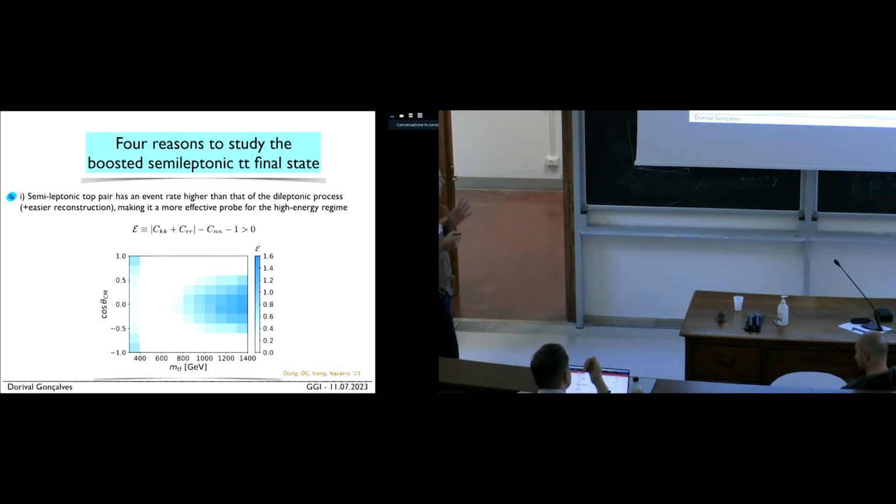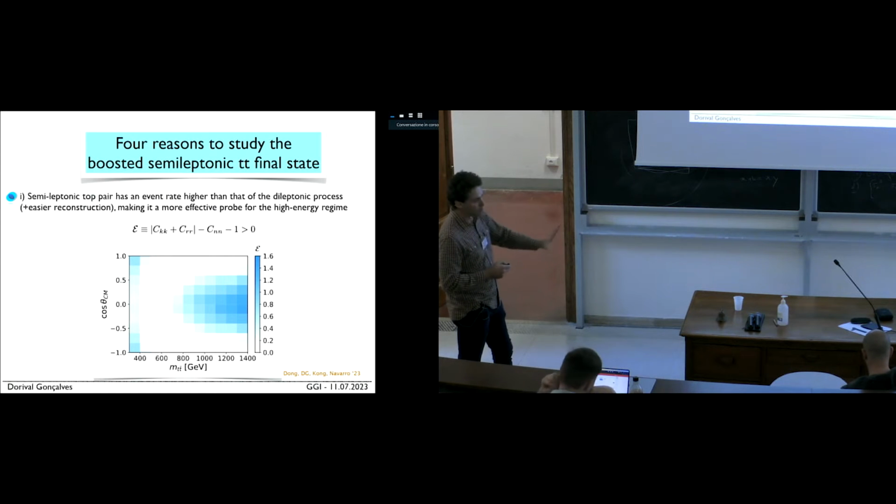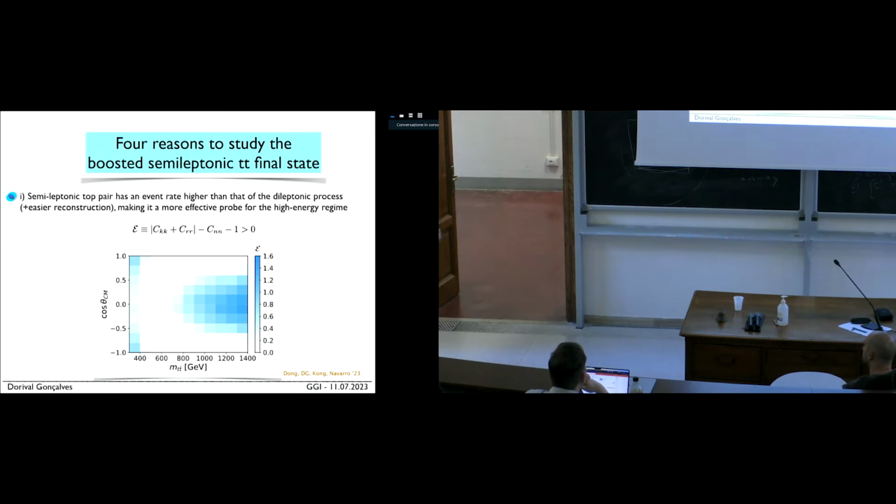There are four main reasons to look at the boosted regime in the semi-leptonic case. In the semi-leptonic case, you have six times more data than in the dileptonic. The other reason is that you have an easier reconstruction, so you are going to have less of an effect from the reconstruction when you obtain this entanglement measure.